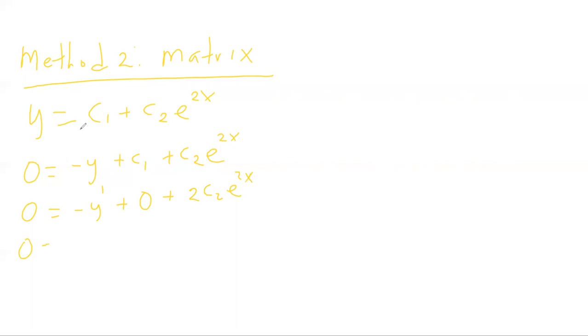So I'm going to take the second derivative. Remember that in calculus 1, how to take the derivative. It's like implicit differentiation. If you differentiate y, it is y prime. Y double prime becomes y triple prime. Okay, so here I have plus 0 to fill out the spaces. Here I will have 4c2 e raised to the 2x.